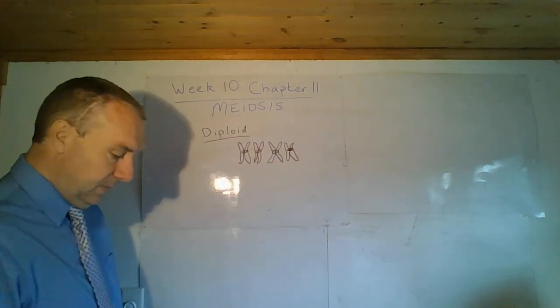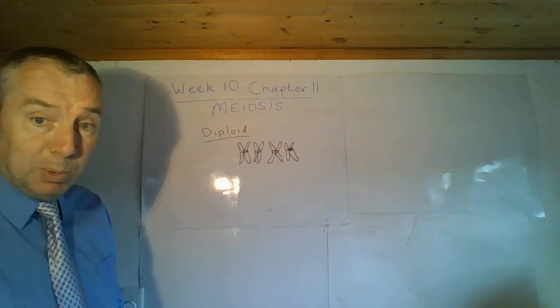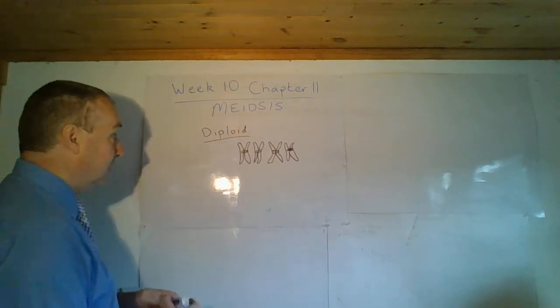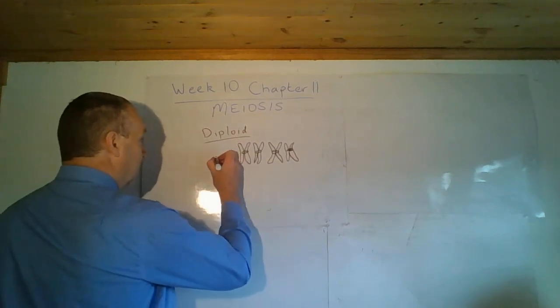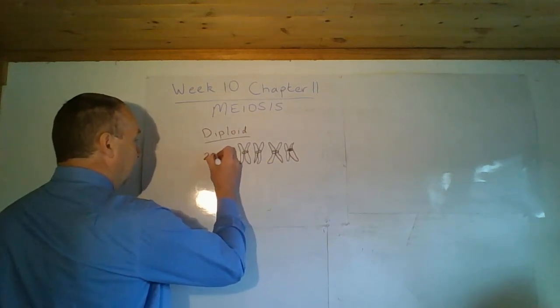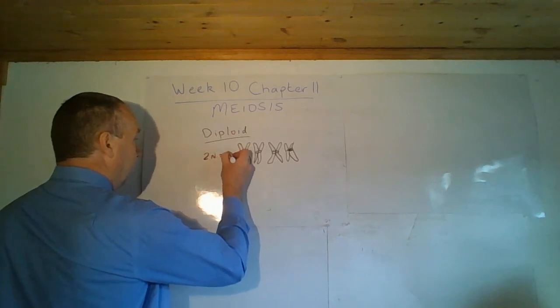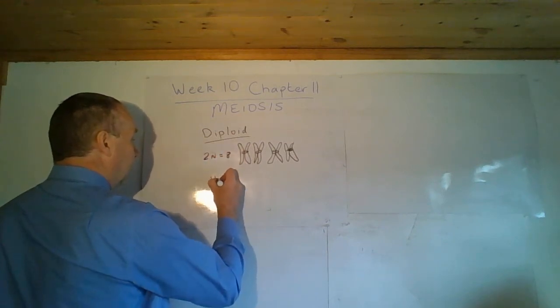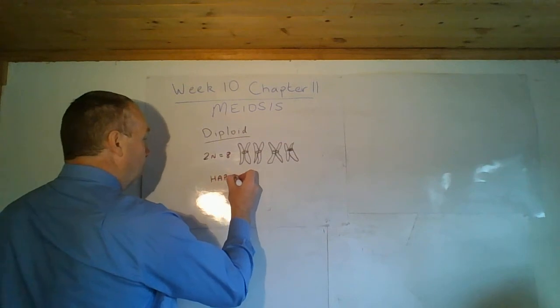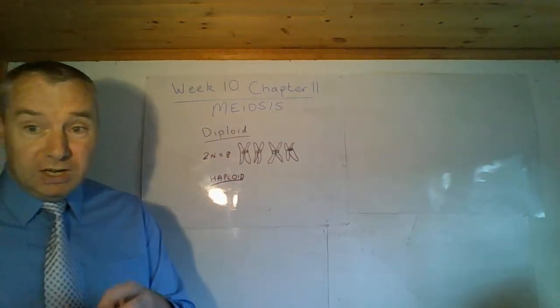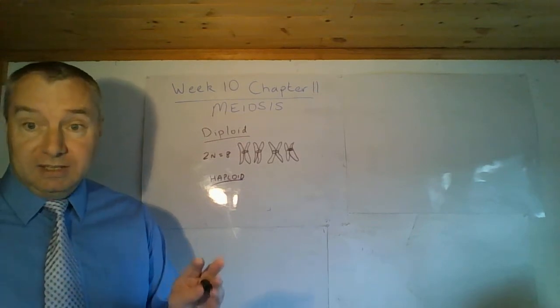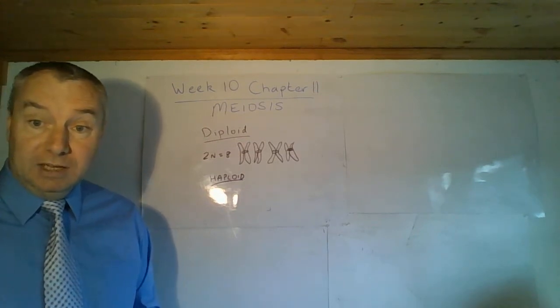Okay, so this animal's diploid number is 8, because you see 1, 2, 3, 4, 8. So 2n, diploid, equals 8, and its sperm and egg cells will be the only cells in its body that will be haploid. Diploid is all body cells except sperm and egg cells.